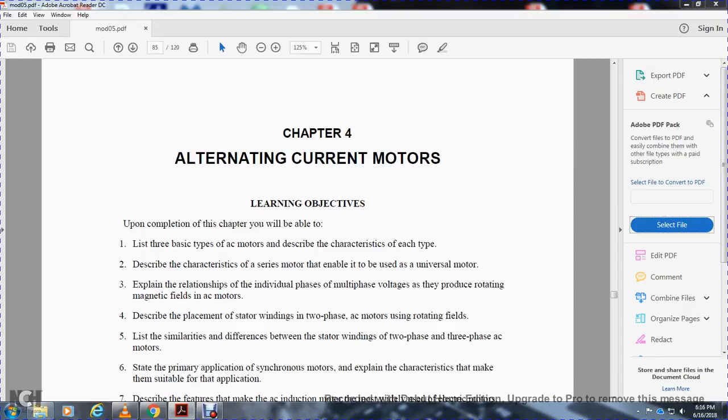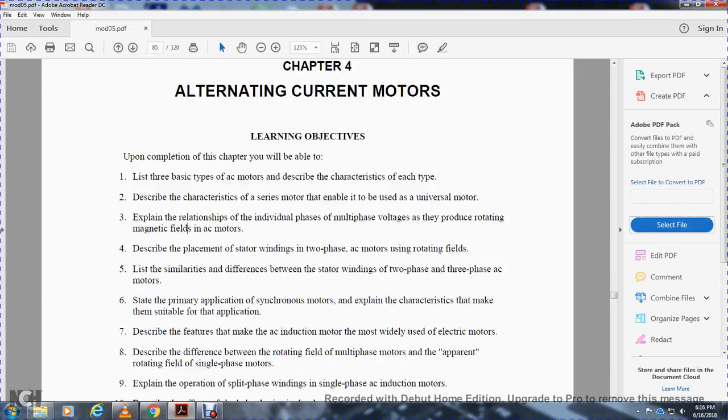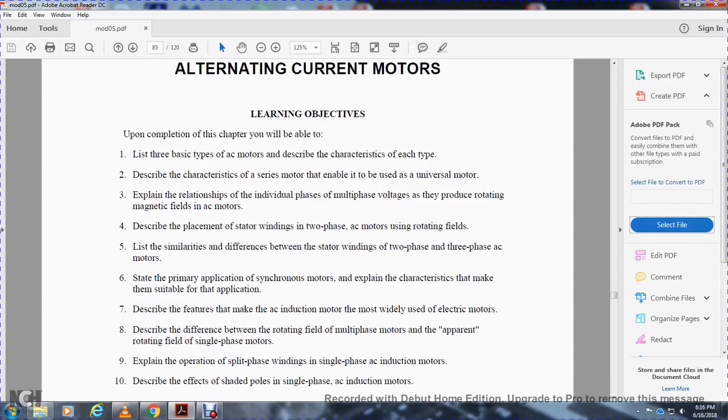the individual phase and multiple phase voltages that produce the rotating magnetic fields in AC motors. Describe the placement of stator windings in a two-phase motor using rotating fields. State the similarities and differences between the stator windings in two-phase and three-phase AC motors. State the primary application of synchronous motors, and explain the characteristics that make them suitable for the application.